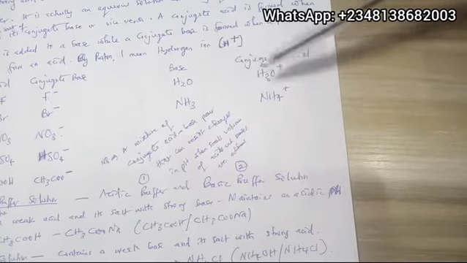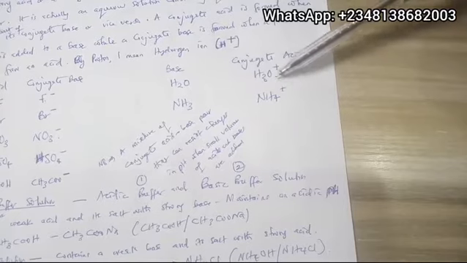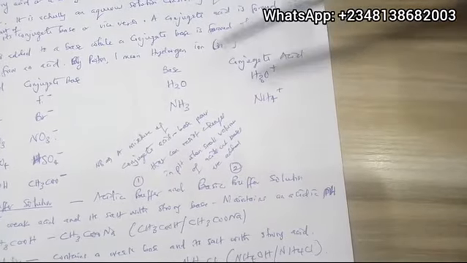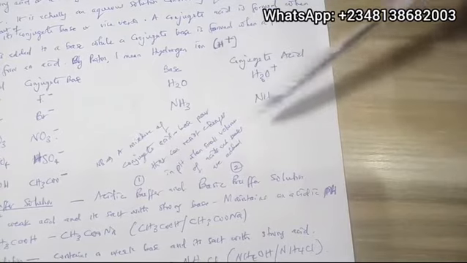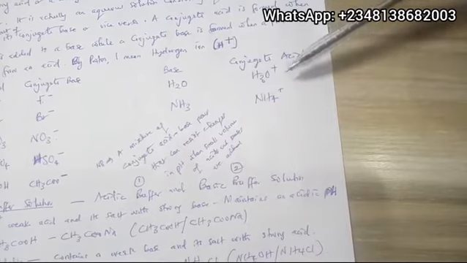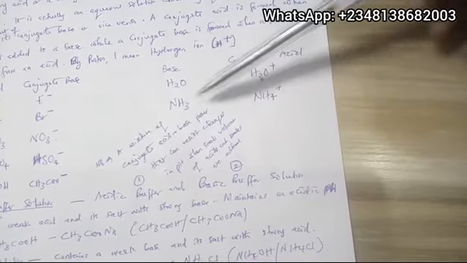There will be a transfer. Hydrogen will be transferred to this water. And when this is done, it will form what? A conjugate acid. So hydronium ion is a conjugate acid of what? Water. The same thing now, ammonia, when it reacts with a strong acid, forms what? This ammonium ion. So ammonium ion is a conjugate acid of ammonia.